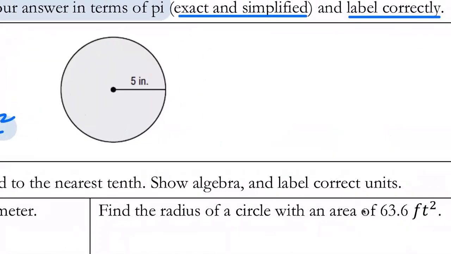Okay, the second one, the radius is, I'm sorry, the radius is 5. So the area is going to be pi r squared or 25 pi, and that would again be in inches squared.